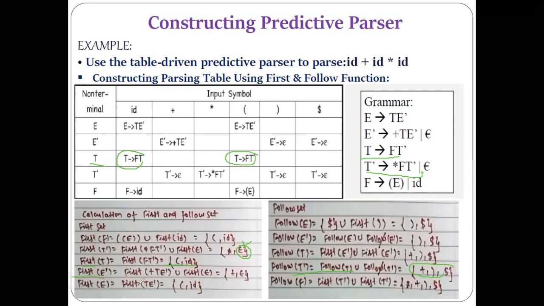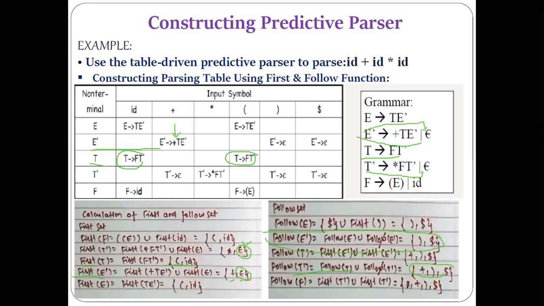First of E dash, we have the plus and the epsilon. So E dash is where here. Under the plus, we make the entry of E dash deriving plus T dash. So here under the plus, you made the entry of E dash deriving plus T dash. Now here comes the epsilon. For this, you have to see the follow of E dash. Now where is the follow of E dash? Here we have the follow of E dash. So E dash deriving epsilon, this production rule will be entered for these two terminal symbols.